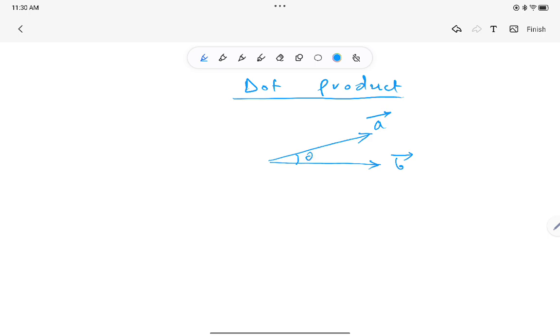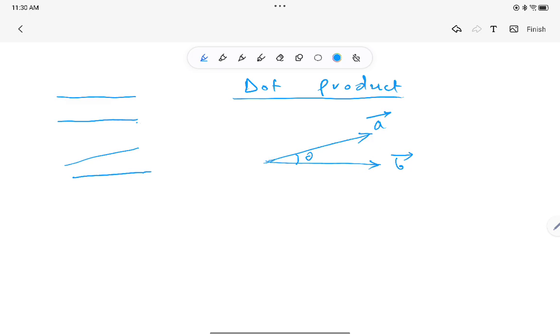Now, you have heard of parallel lines. Two lines are said to be parallel if they are like this, and if they are not like this, they are not said to be parallel. They have parallelism here, but here, for example, they don't have parallelism. But in the case of vectors, there is a slight difference. And what is that difference?